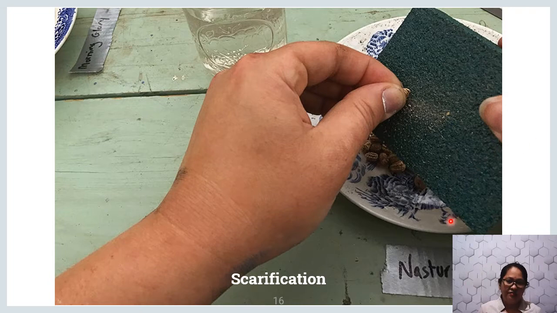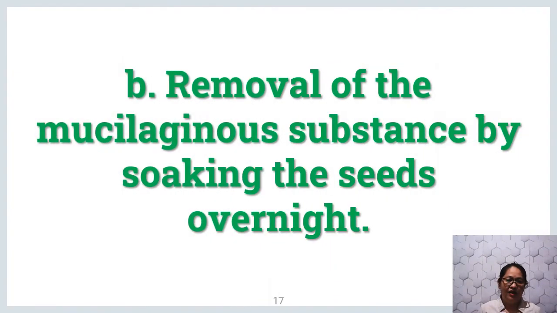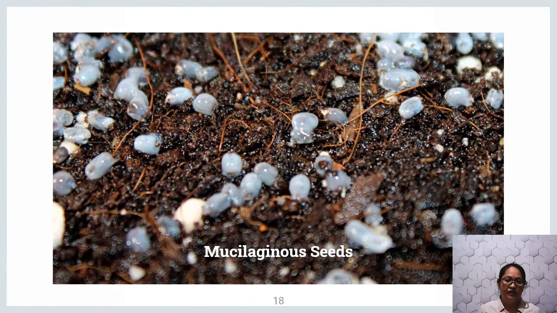This is an illustration of scarification. Letter B is removal of the mucilaginous substance by soaking the seeds overnight. This is the illustration of mucilaginous seeds. That's all about the seed propagation.